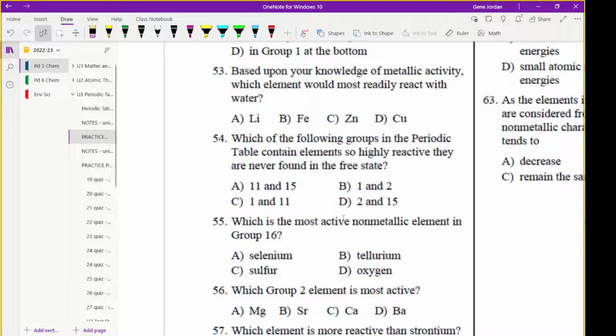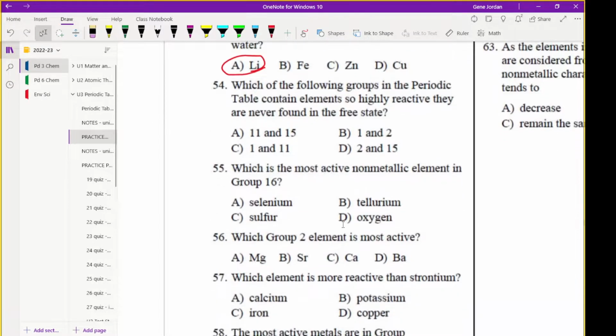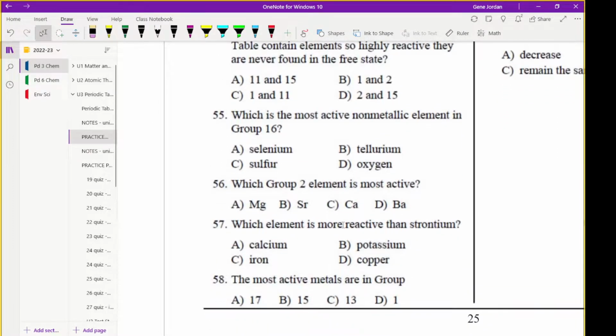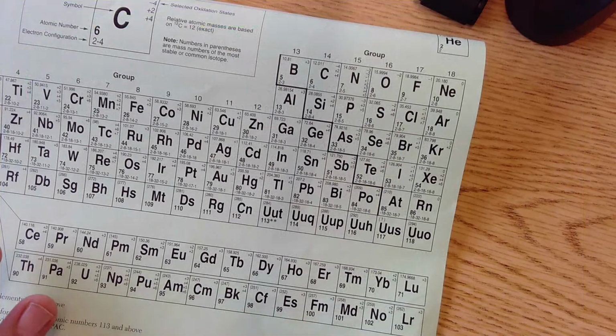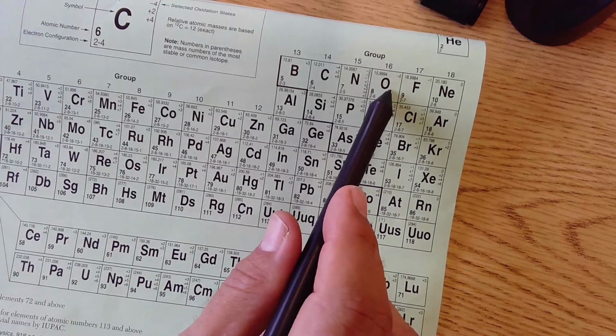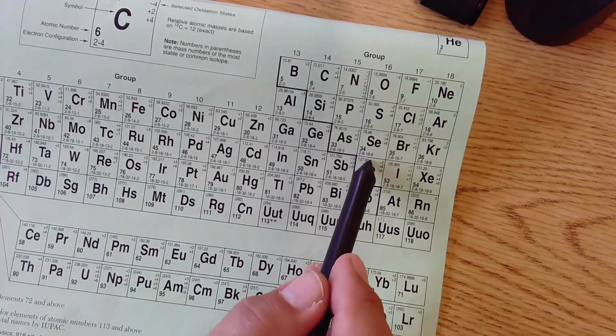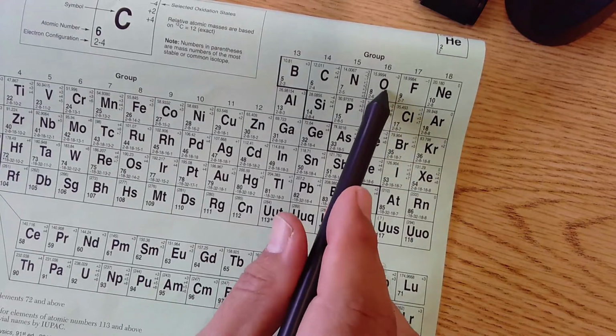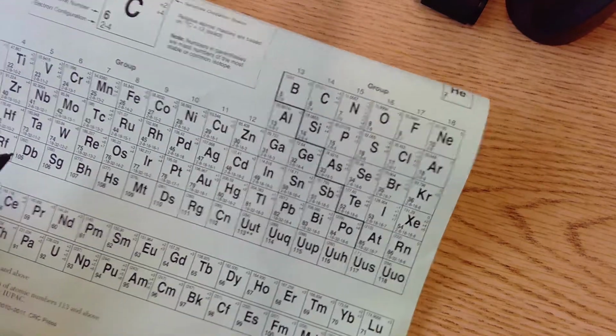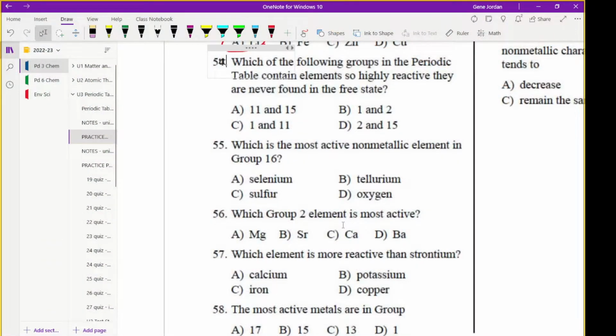Based on your knowledge of metallic activity, which element should react with water? And we did this as a lab. Alkali metals, group 1, are the most reactive with water. Which is the most active non-metallic element in group 16? So again, we look at group 16. These are all non-metals up to here. So oxygen would be the most reactive.